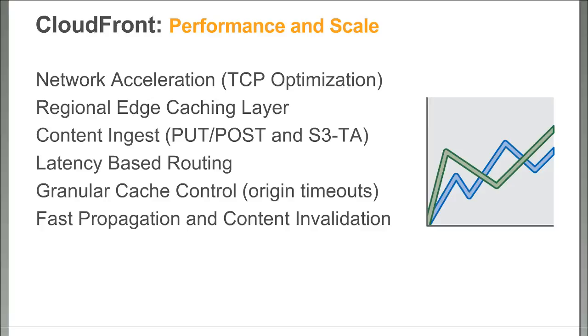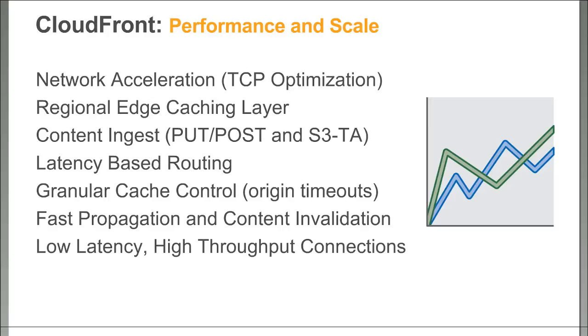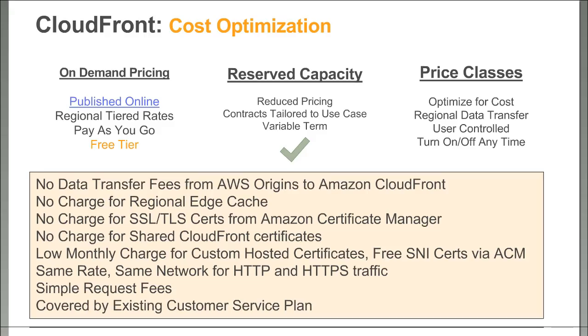We have fast propagation and content invalidations. So getting the content out quickly, getting changes to the configurations out within a minute or less, and invalidating content, very important when you need to take items off the edge. Low latency, high throughput connections end up being your performance optimizations.